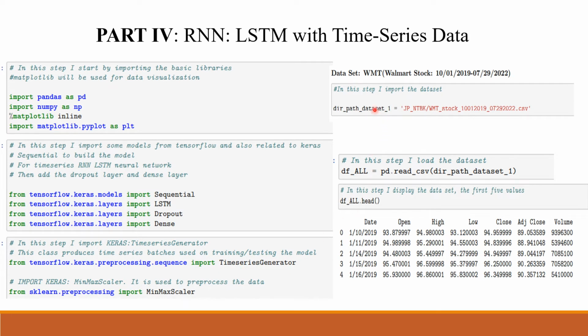The data set was Walmart stock that I got from Yahoo Finance, and this was the date range, 1st October 2019 to 29th July 2022. This was the file that I downloaded from Yahoo and uploaded into the Jupyter Notebook folder. In the next step, I displayed the data set, the first 5 values, and we can see the snapshot over here, and these are the various attributes.